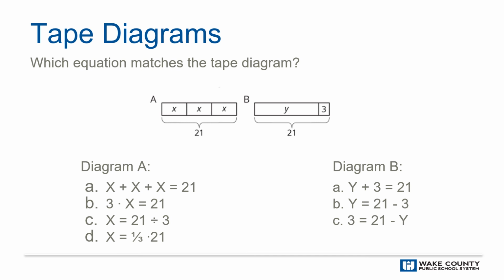Notice that in diagram A, the number 3 is not seen. The 3 comes from counting 3 boxes representing 3 equal parts in 21. We can use the diagram or any of the equations to reason that the value of x is 7. In diagram B, we can use the diagram or any of the equations to reason that the value of y is 18.